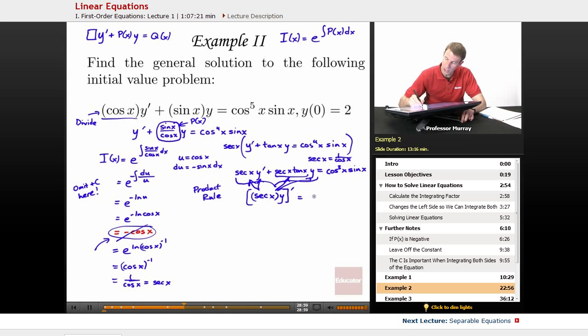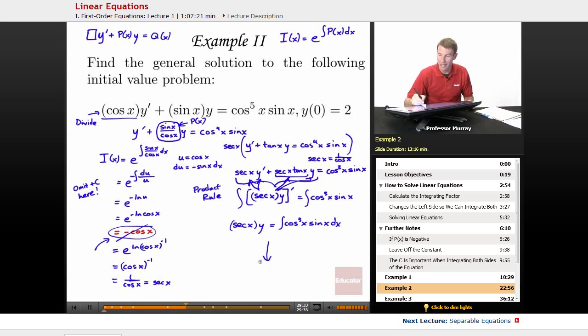This is still equal to cosine cubed x sine x. And so we're going to integrate both sides here. On the left, that means we're going to get secant x just times y without a derivative, because we integrated a derivative. We just get back to the original function. On the right, we still have the integral of cosine cubed x sine x dx, and we'll have to wrestle with that integral. I think I'm going to go ahead and work that out on the next slide.